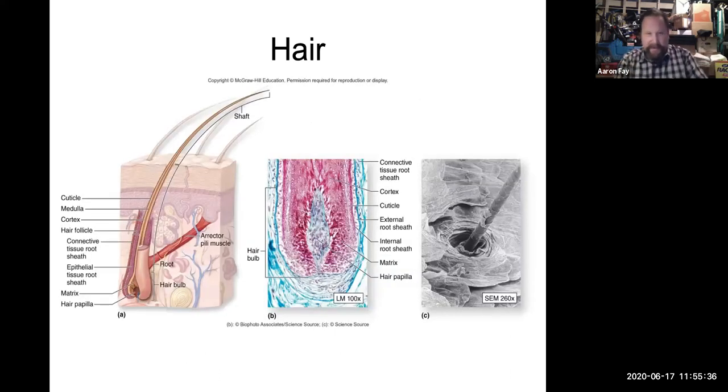Okay, here's the picture that I've been promising you guys. Down here where the hair is created at the deepest part of the follicle, this is the hair bulb.